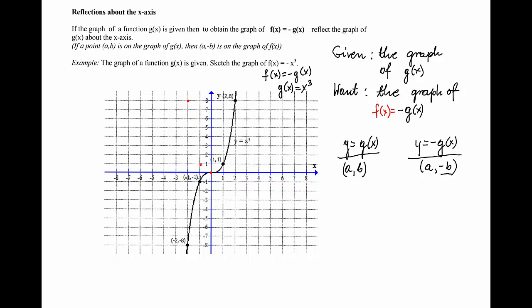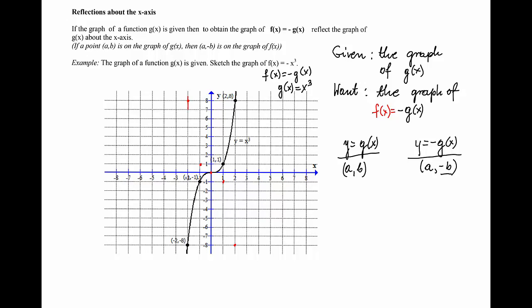(0, 0) when reflected becomes the point (0, 0). This point is on the axis of reflection, or axis of symmetry, so it doesn't change. The point (1, 1) becomes the point (1, negative 1). The point (2, 8) becomes the point (2, negative 8).